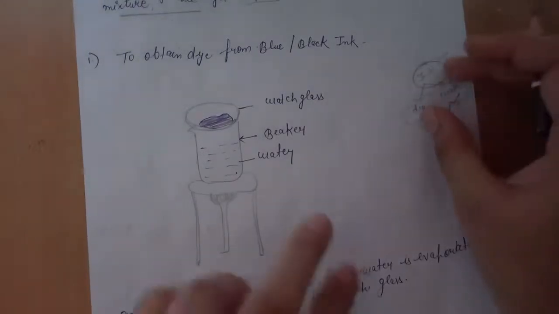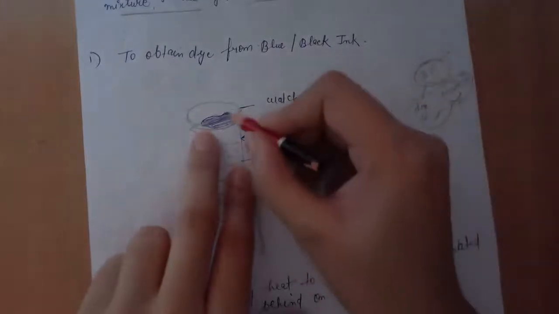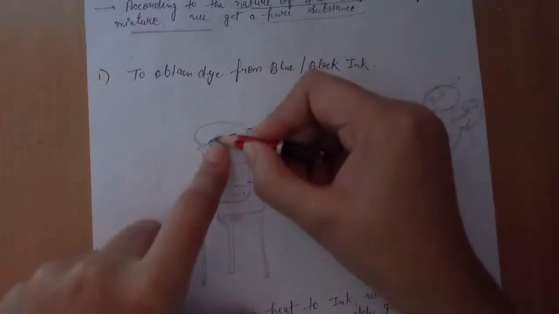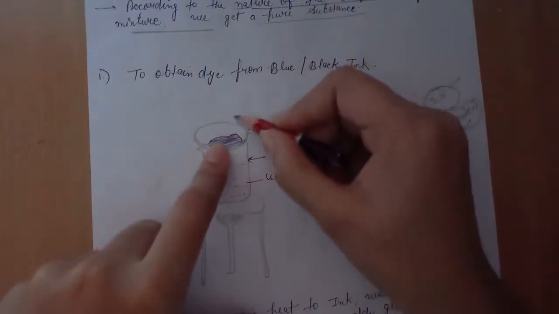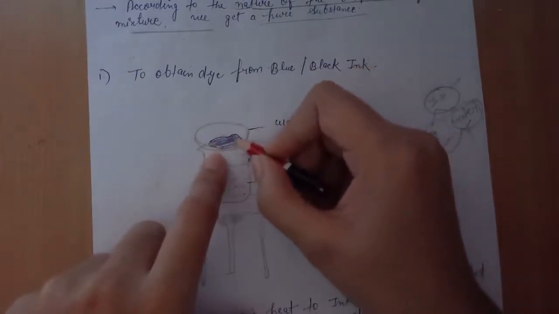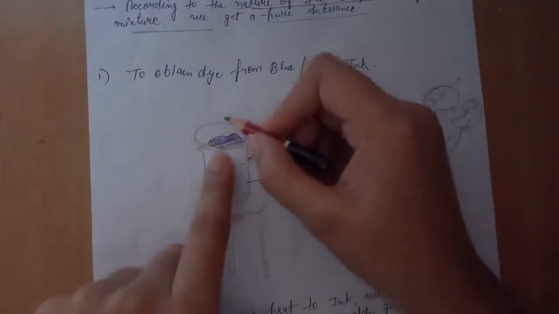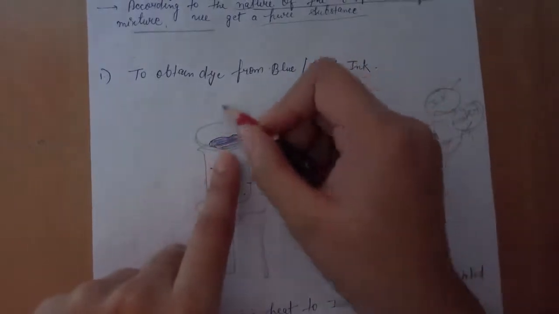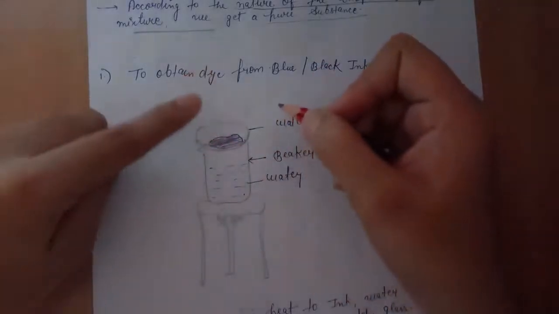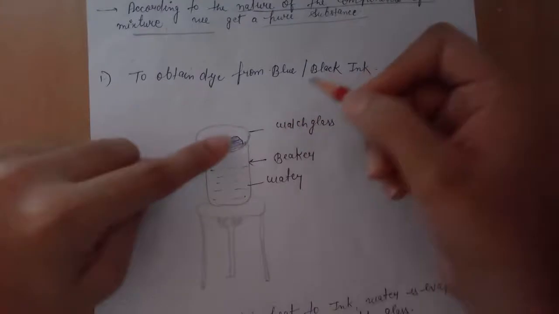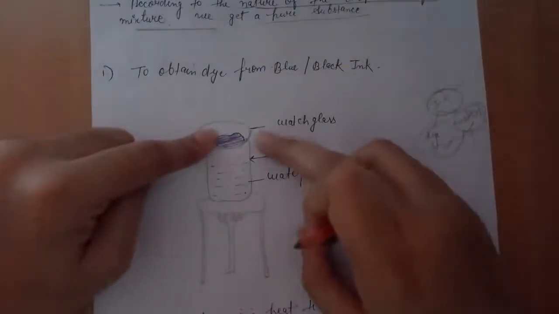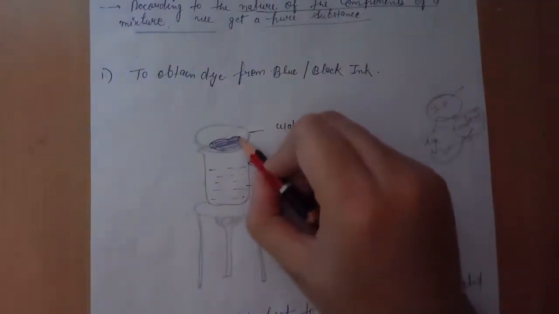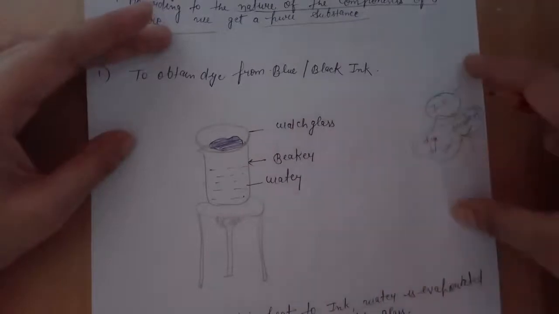So on heating this mixture of ink, when we supply heat to this mixture, water evaporates out and dye is left behind, because the boiling point of water is less than that of dye, and we can say that water is more volatile than dye. So water evaporates out first, and dye is left behind on this china dish, on which we place the mixture of dye and water. This is the method by which we can separate the dye from the water.